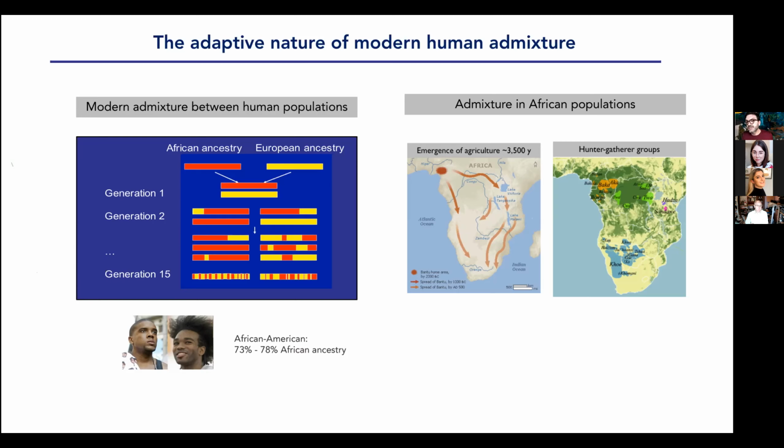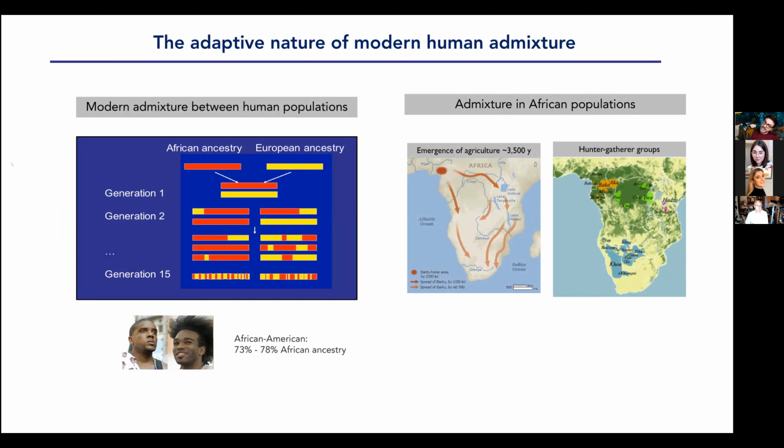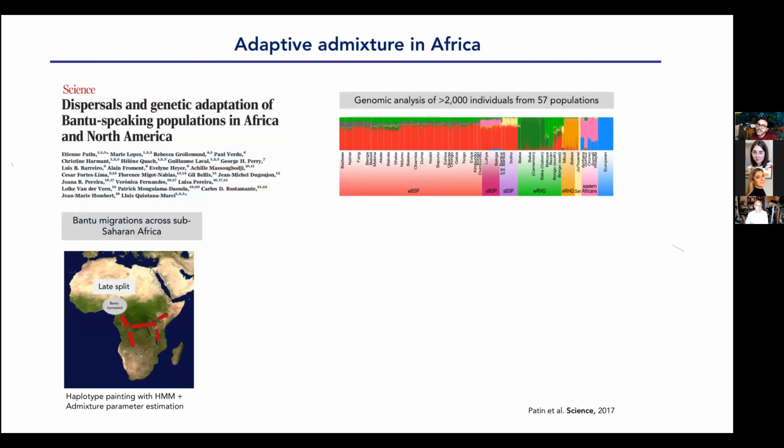But today, as you can see on the right, there are a few surviving pockets of hunter-gatherers: the rainforest hunter-gatherers of Central Africa, also known as pygmies, East African pastoralists, and Khoisan populations from the south. So the question we wanted to address here was, during these migrations of Bantu speakers, to what extent they admixed with the local populations of hunter-gatherers they encountered. And for that, we analyzed genome-wide variation of around 2,000 individuals from 57 populations of Africa.